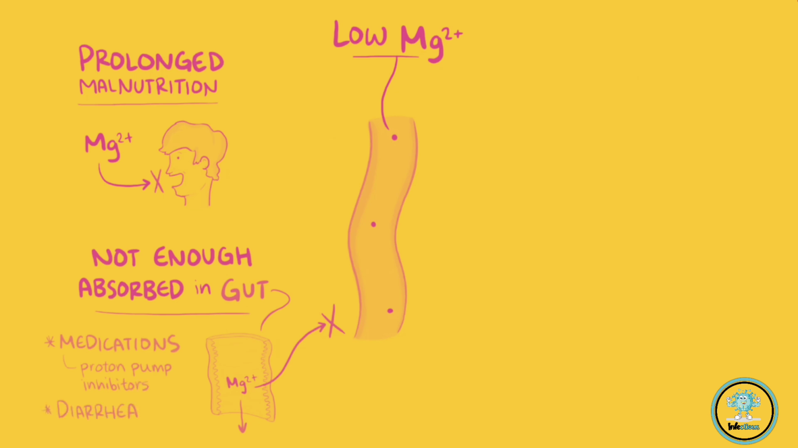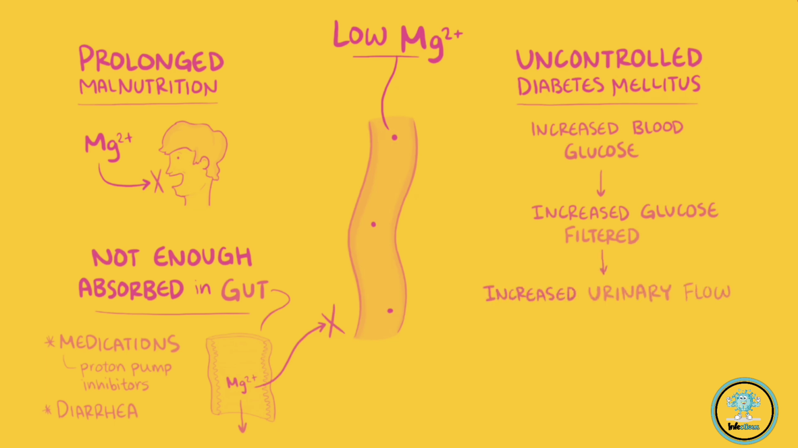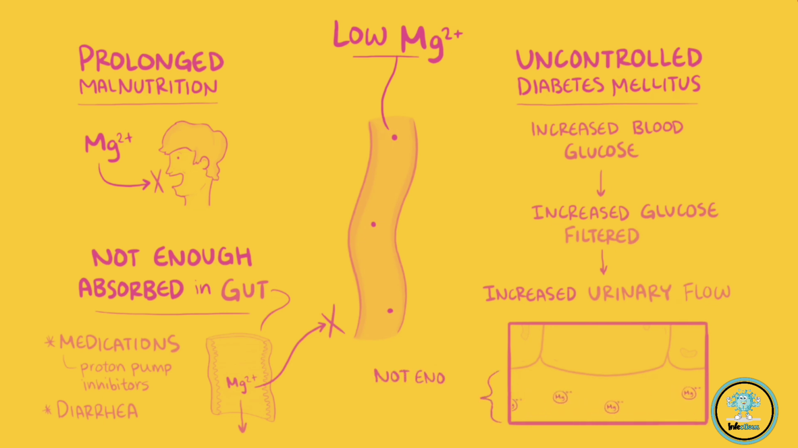Another cause of hypomagnesemia is uncontrolled diabetes mellitus, where sometimes there can be increased levels of glucose in the blood. And this means that there's also increased glucose filtered into the kidney and nephron, which ends up attracting a lot of water and causes a large volume of urine to flow through the nephrons. This high urinary flow carries ions like magnesium right through the nephron, because the fast flow doesn't allow enough time for magnesium reabsorption to happen.